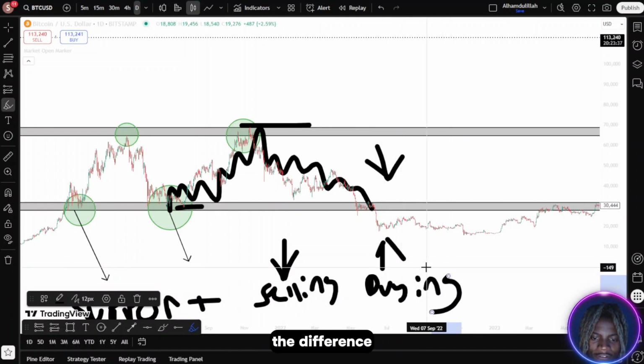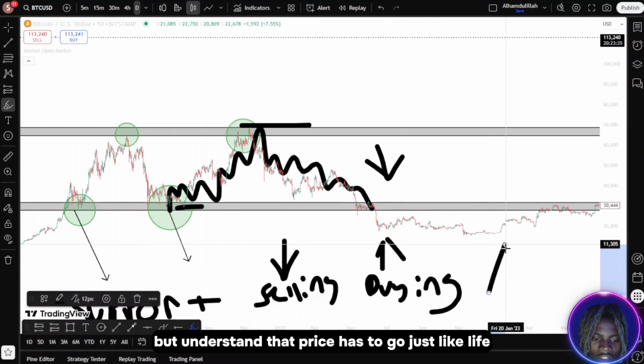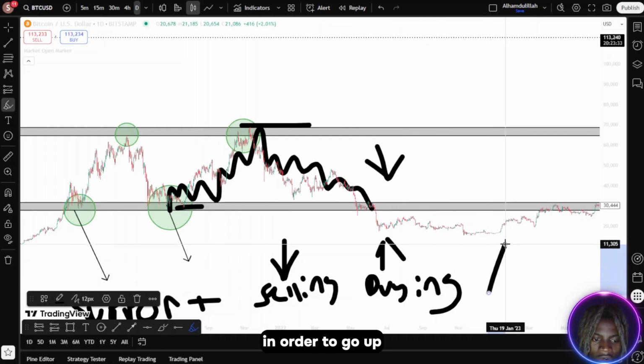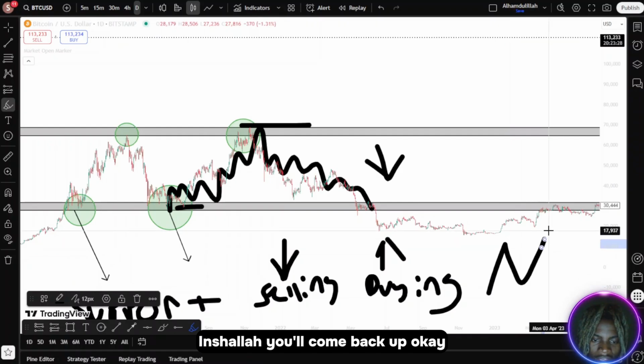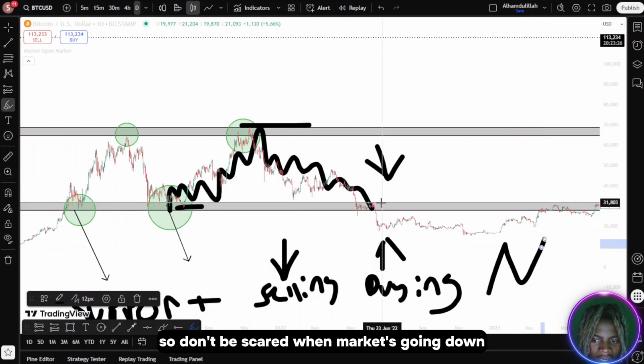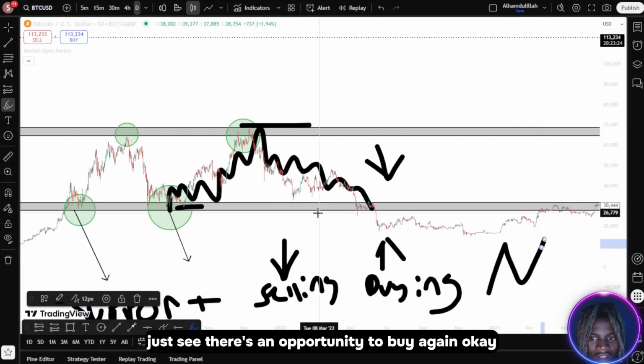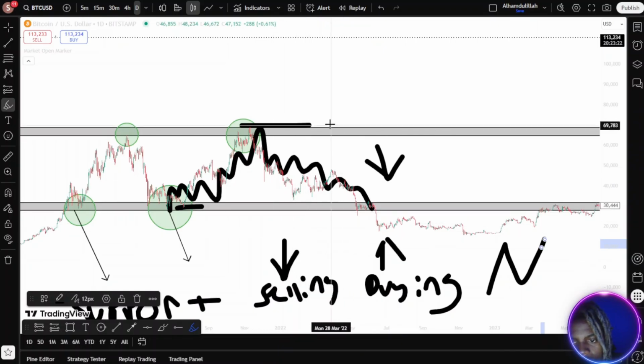But understand that price has to go, just like life. In order to go up, you have to go down. And when you're down, inshallah, you'll come back up. Okay. So don't be scared when market's going down. Just see it as an opportunity to buy again. Okay. So check it. Boom.